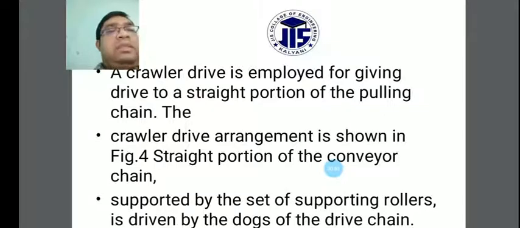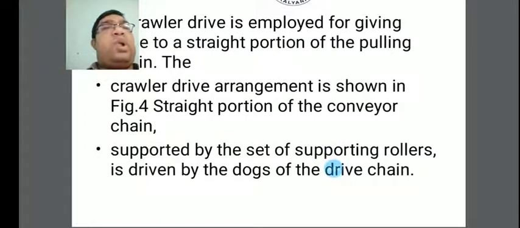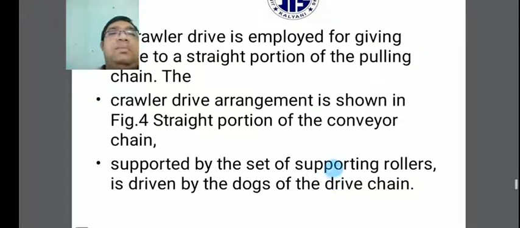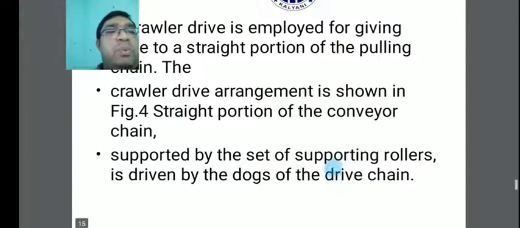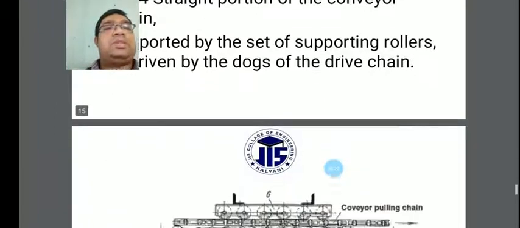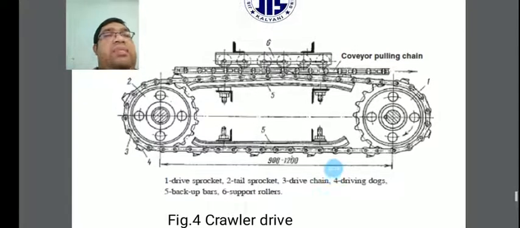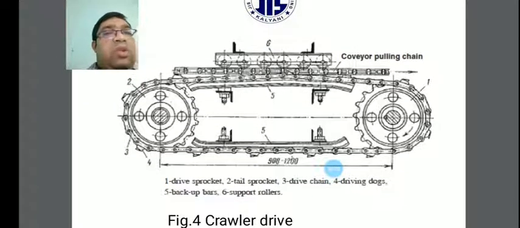And another thing, the straight portion of the conveyor chain in figure number 4 is supported by a set of supporting rollers. The set of rollers is driven by dogs of the driving chain, and you can see this is the corollary drive, concentrated according to the drive sprockets. This one is the drive sprocket, and the other is the tail sprocket.